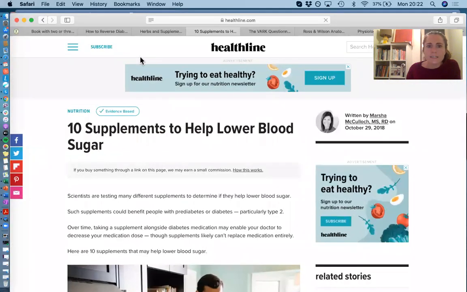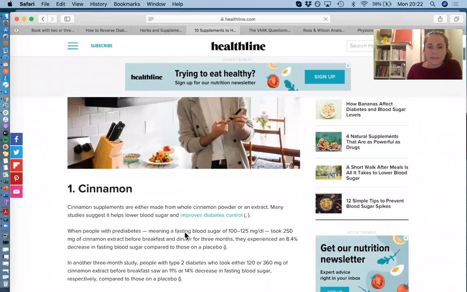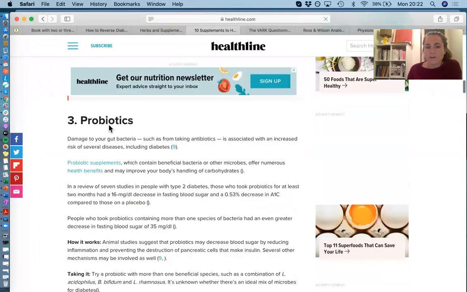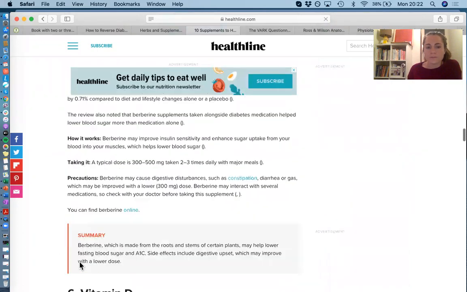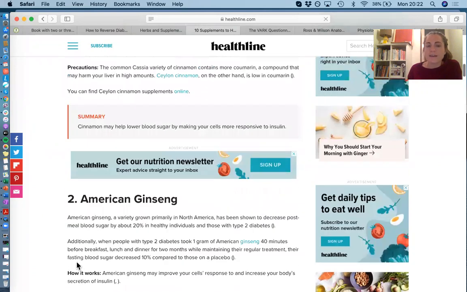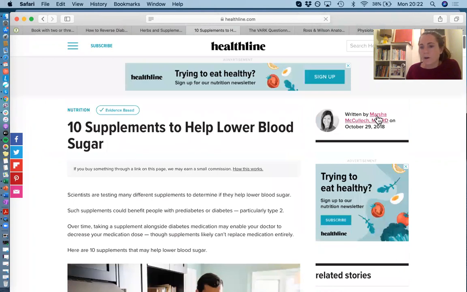So if we take this as an example, this is 10 supplements to help lower blood sugar. This is an article that gives you a list of 10 different supplements. You could argue foods in some examples. 10 different supplements you could take that might help to balance your blood sugar levels. And this woman here, Marcia McCulloch, has written it. So is she qualified to write it?